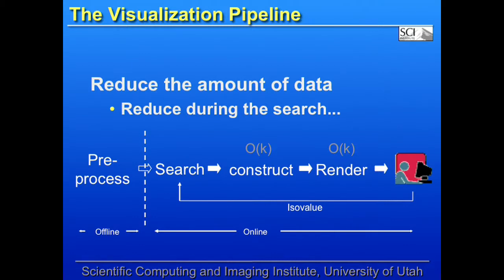Now that you've got the search phase optimized, your bottleneck is the construction part and the rendering part, which are order k, where k is the number of triangles that you've created on your surface. Well, if you don't see the ones that are in the back of the surface, then you can use a view-dependent approach. Now you've reduced the overall complexity, instead of the search plus order k, to order view of k plus order view of k and the search algorithm.